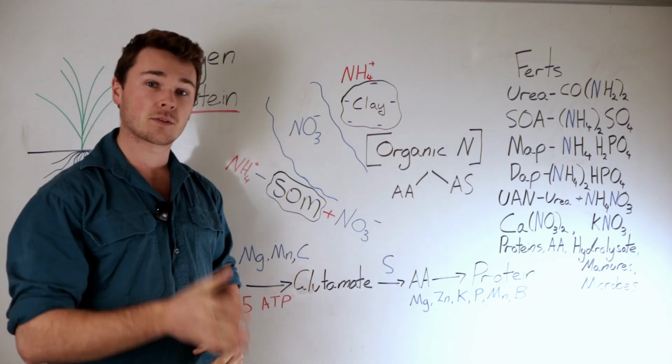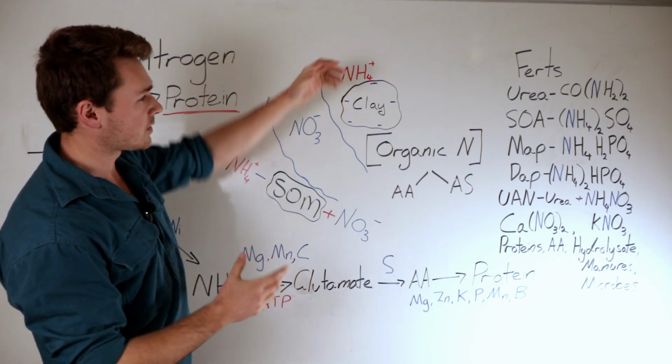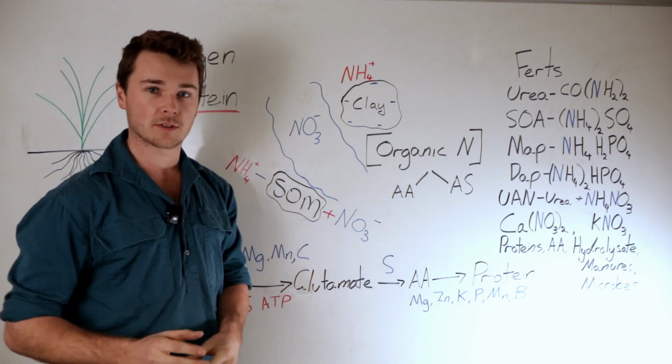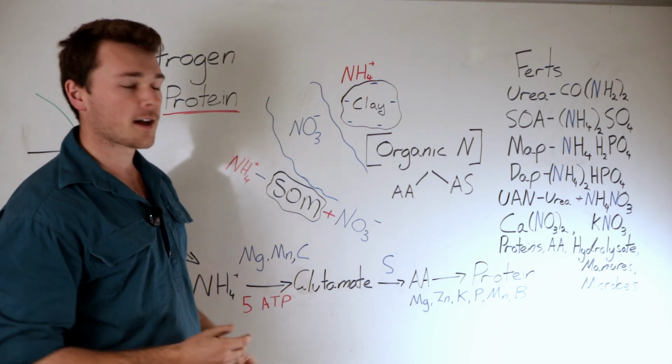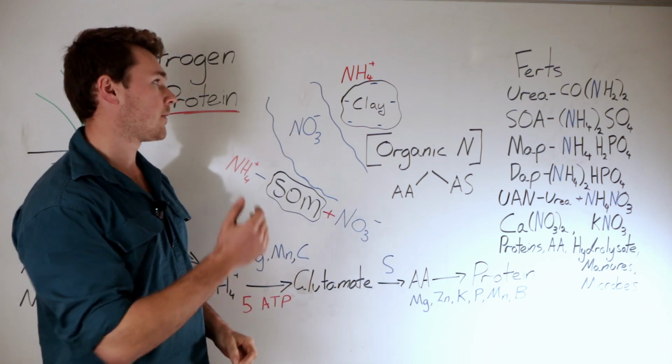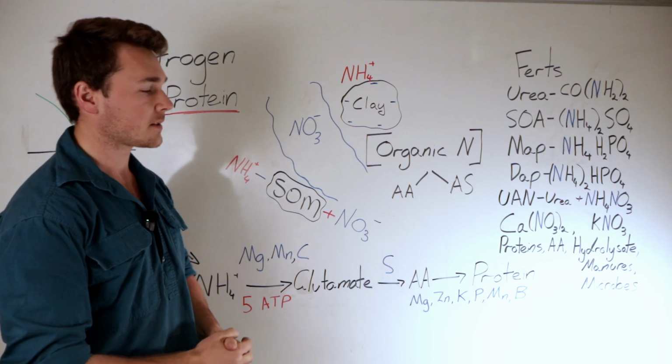Now, the first thing is how they are stored in our soil. Ammonium, because it has that positive charge, actually attaches onto our clay colloids, the negatively charged sites in our soil. So it can attach onto our clay, which means we get very little loss of ammonium unless it volatilizes into ammonia, which then can be lost into the atmosphere.